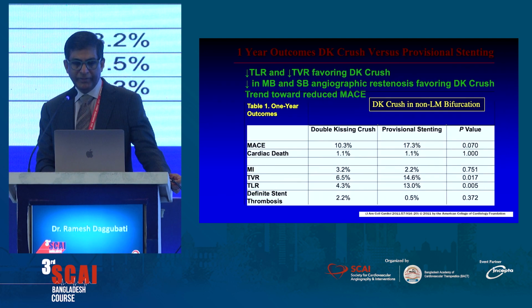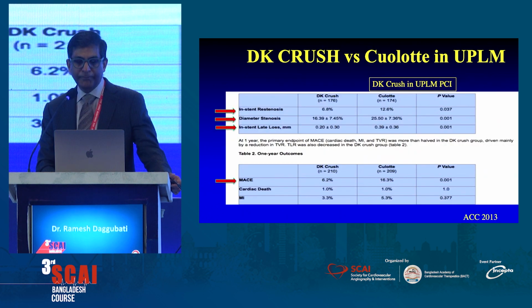also be the reason. So the one-year outcomes of DK versus provisional in two-stent technique actually showed decreased TLR and TVR favoring DK crush. The stent thrombosis rates are slightly higher. Those are statistically not significant because the sample size was small. It is only about 370 patients or so. So don't go by that, but definitely stent thrombosis is much higher.